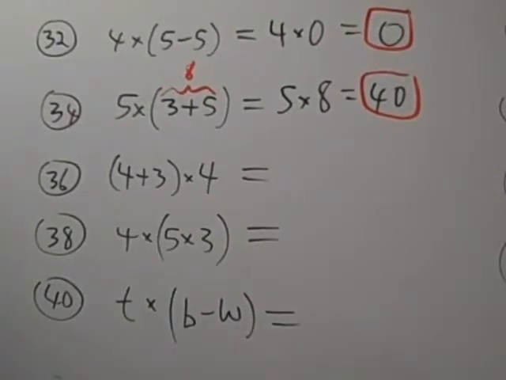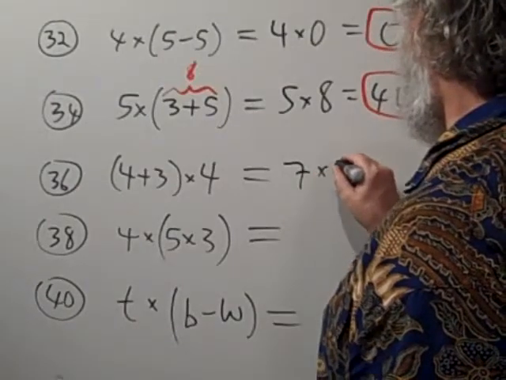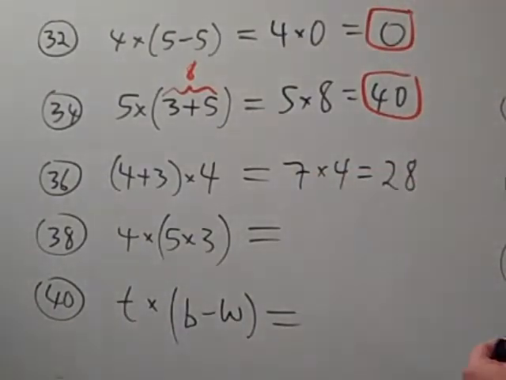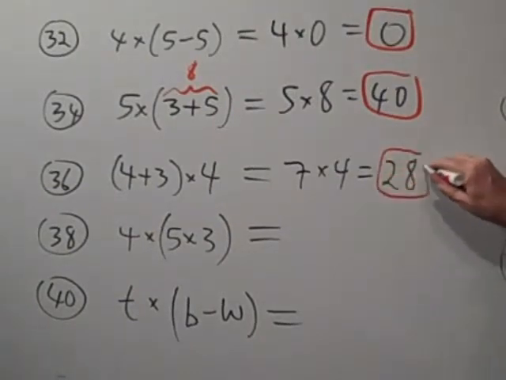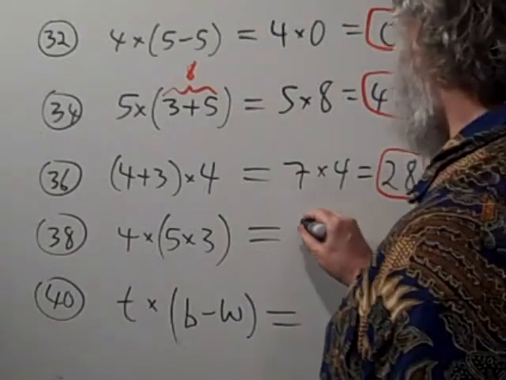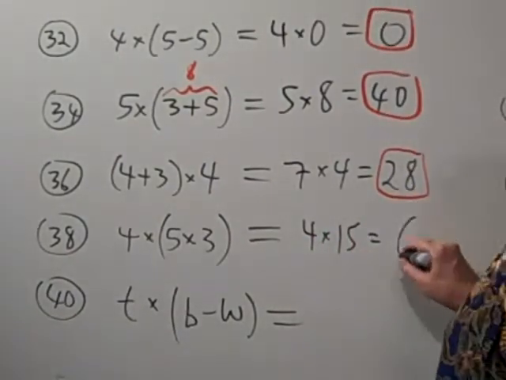For number 36, we got 4 plus 3 times 4. Well, that's 7 times 4, which is 28. Next we got 4 times 5 times 3. So this is 4 times 15, which is 60.